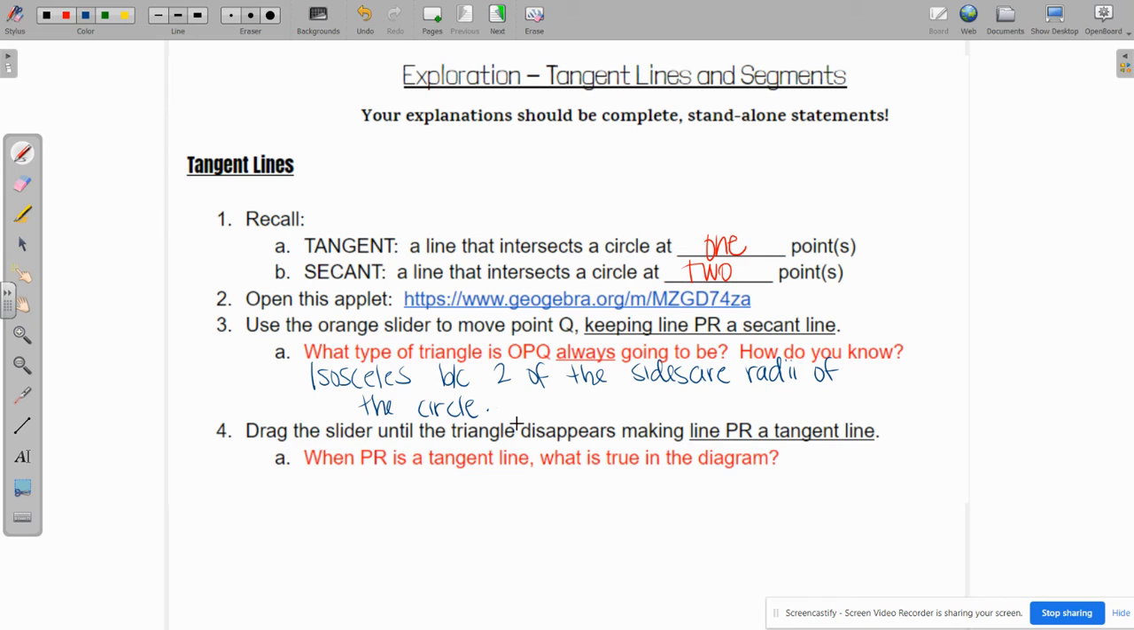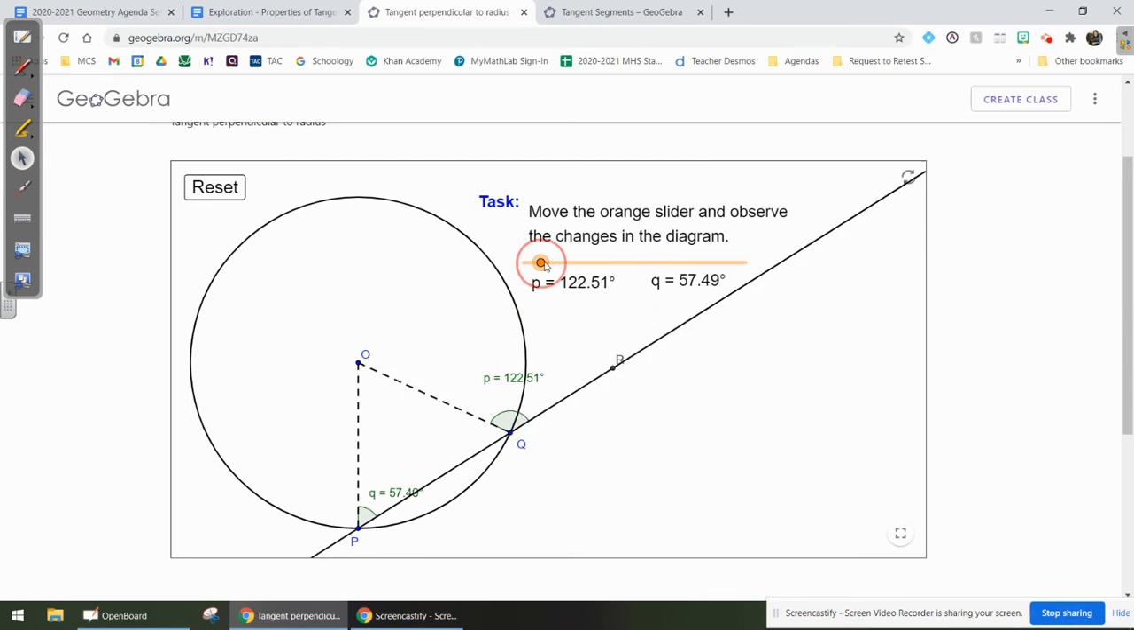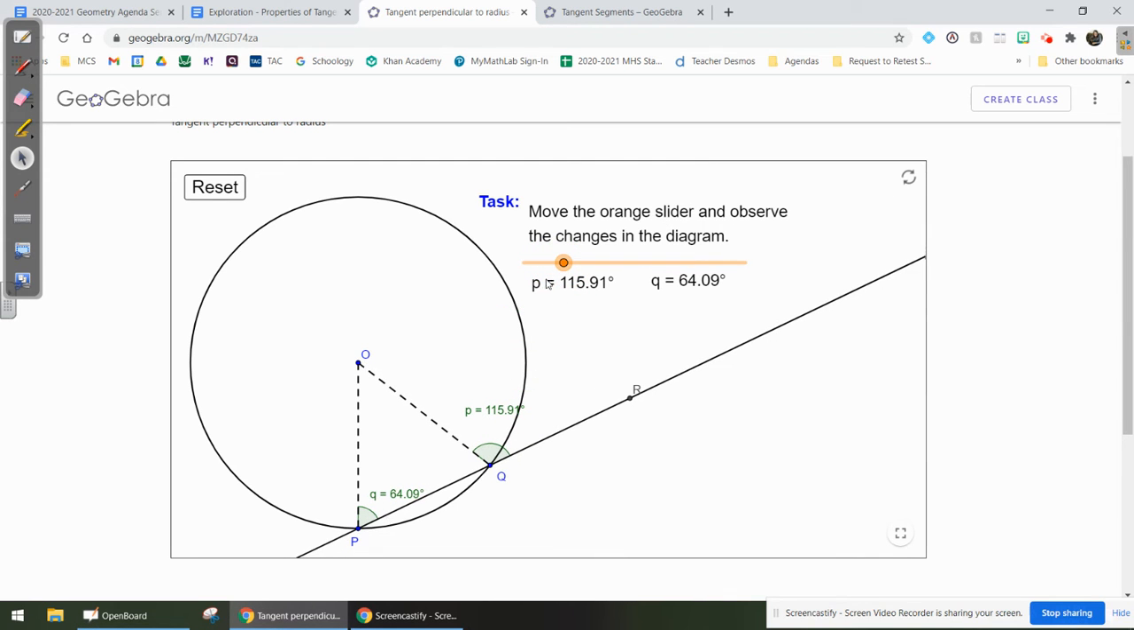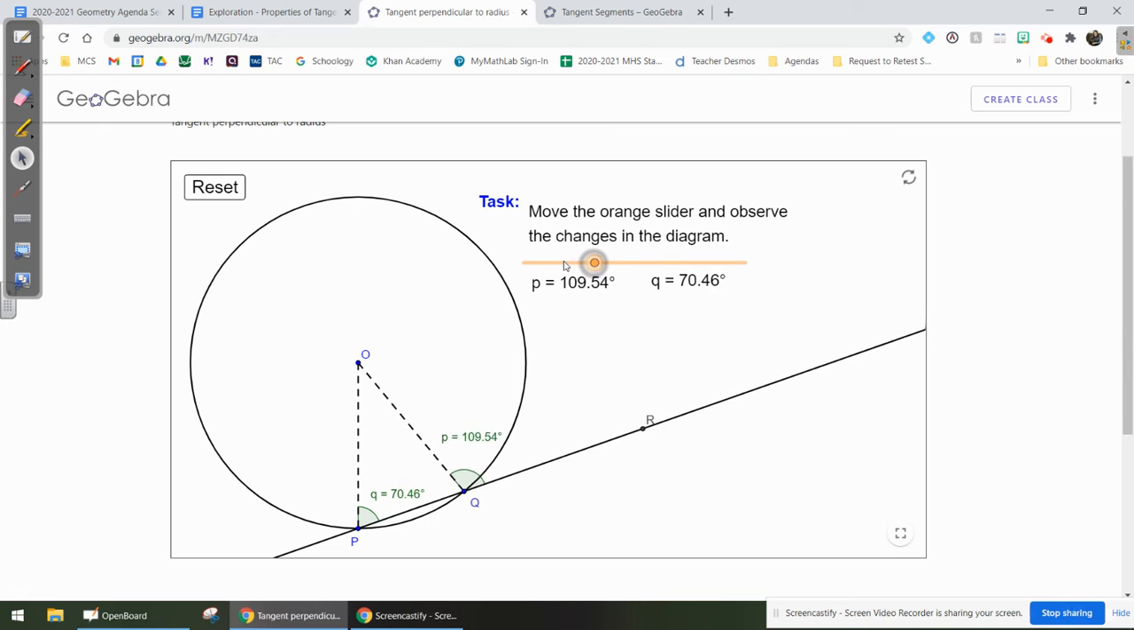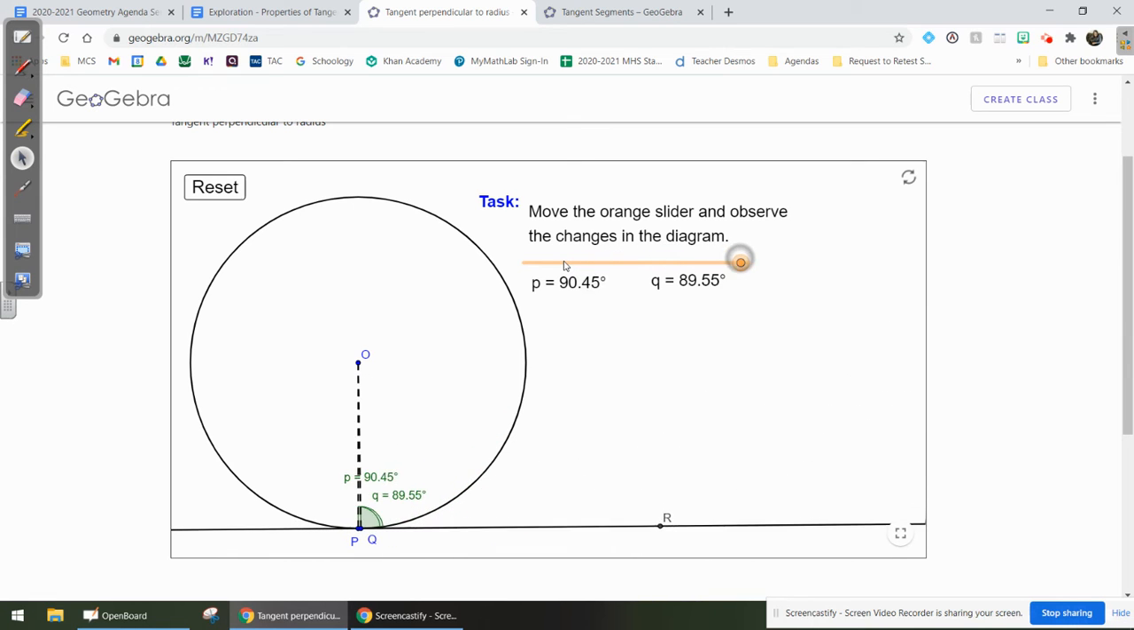Drag the slider until the triangle disappears, making line PR a tangent line. When PR is a tangent line, what is true in the diagram? So if we move this, so that line PR here becomes a tangent, meaning it intersects the circle at exactly one point. And here we have that. And what I notice is that this line PR is perpendicular to the radius of the circle. So we've created a 90-degree angle here.